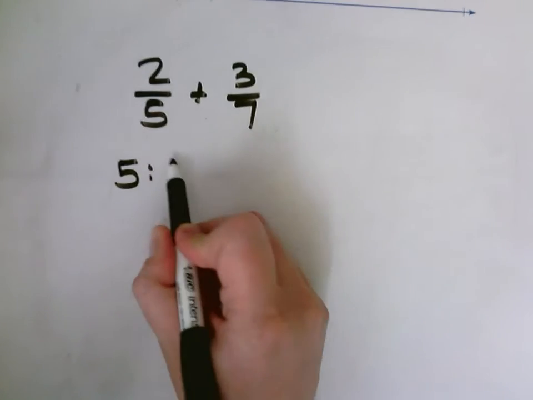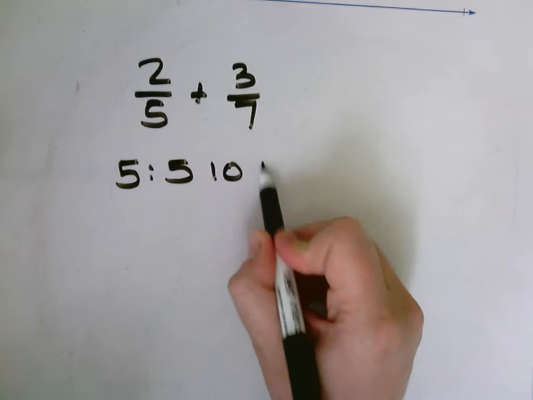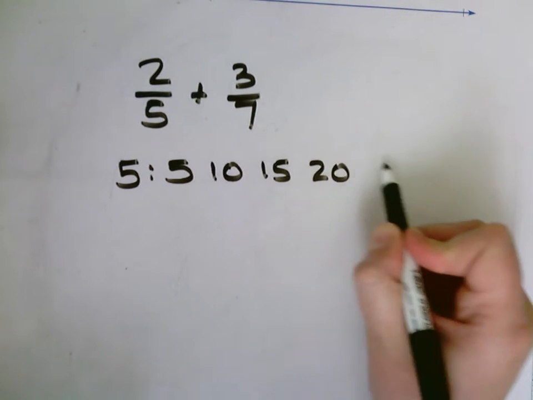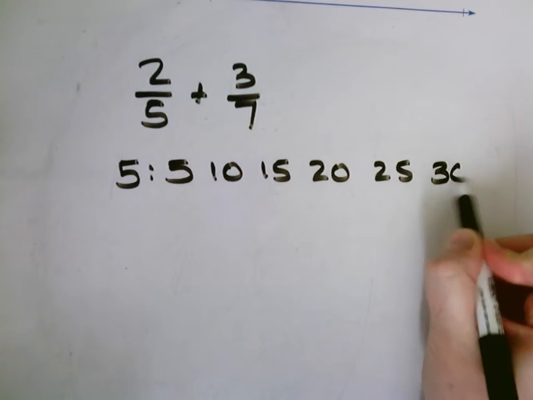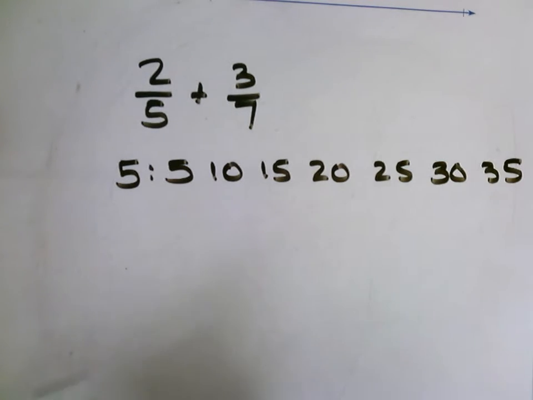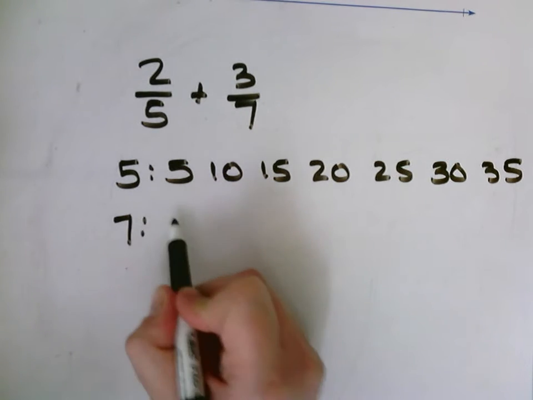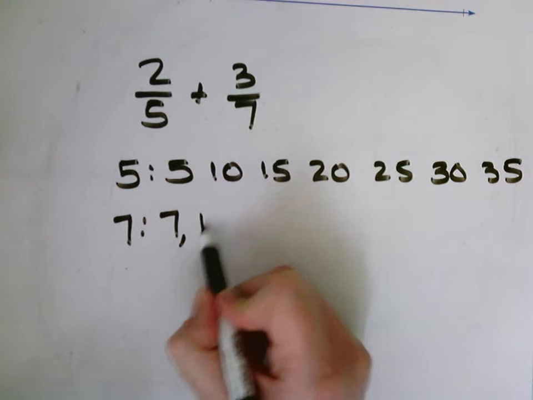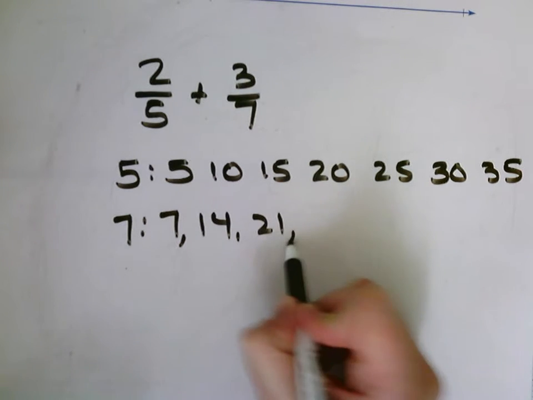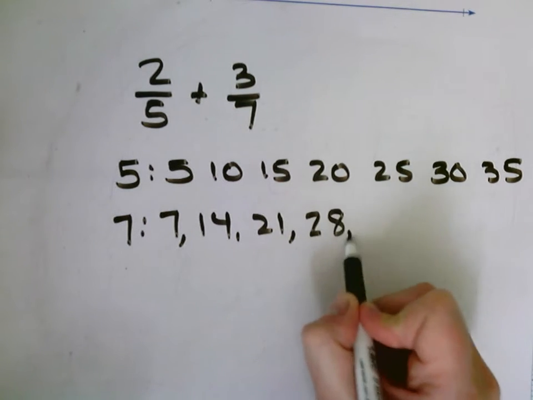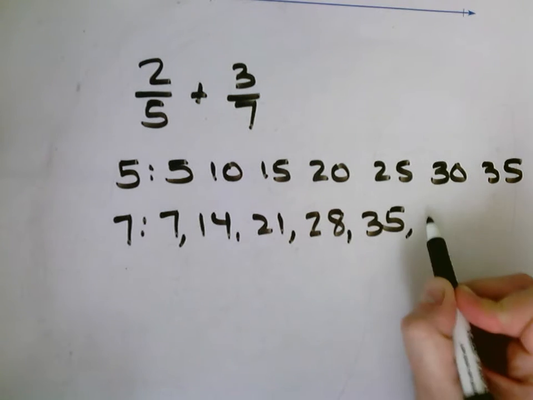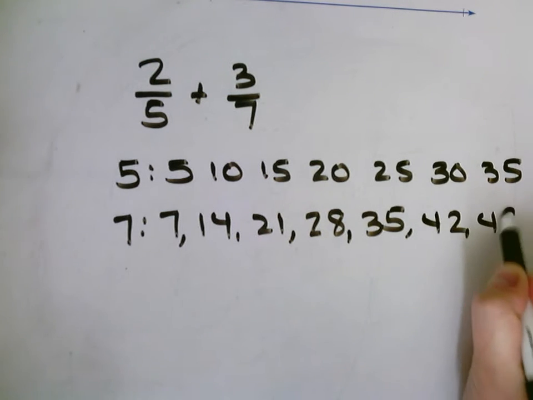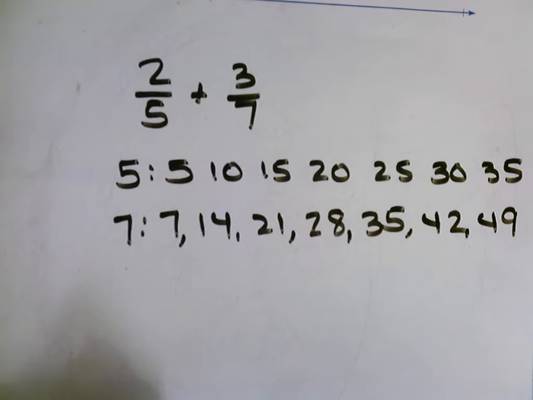First, I'm going to count by 5s. 5, 10, 15, 20, 25, 30, 35, and so on. Then let's count by 7s. 7, 14, 21, 28, 35, 42, 49. I'm going to look and see what I see familiar.